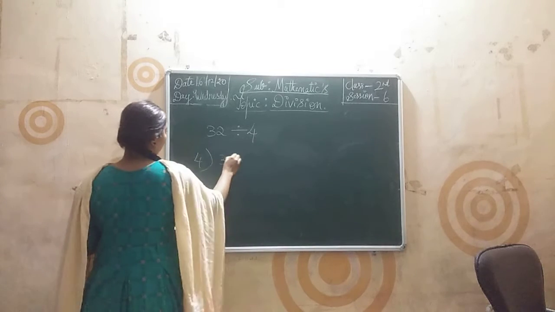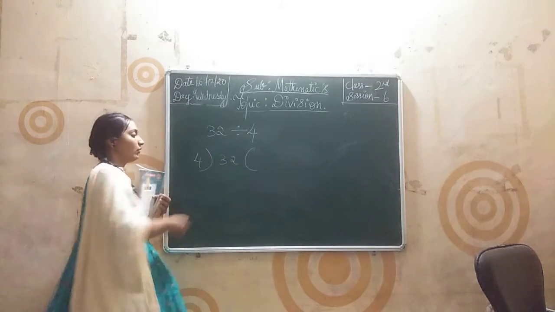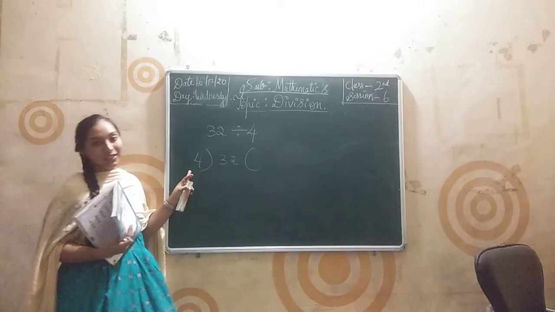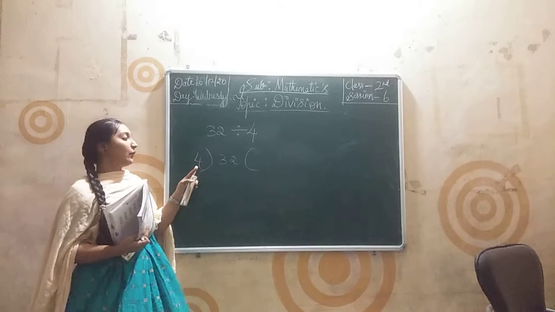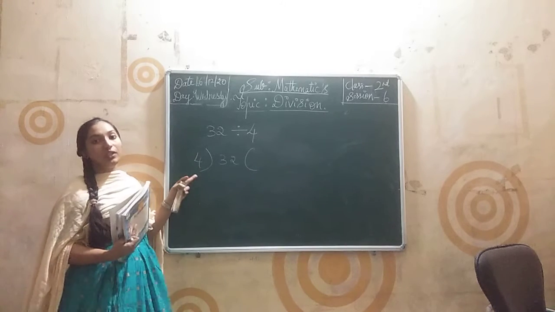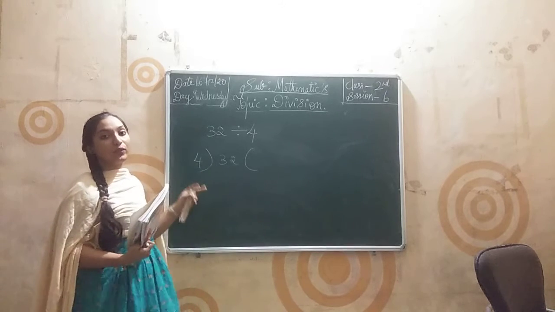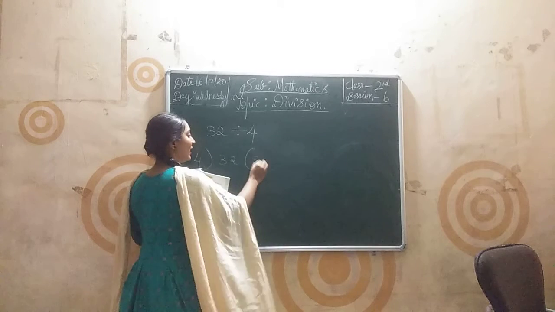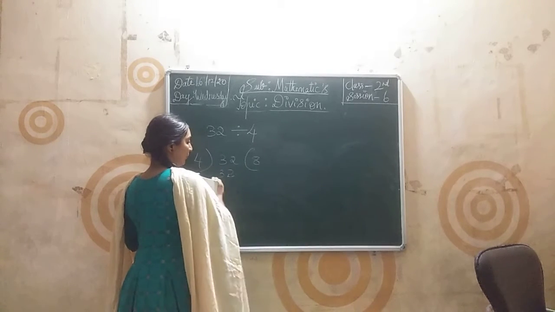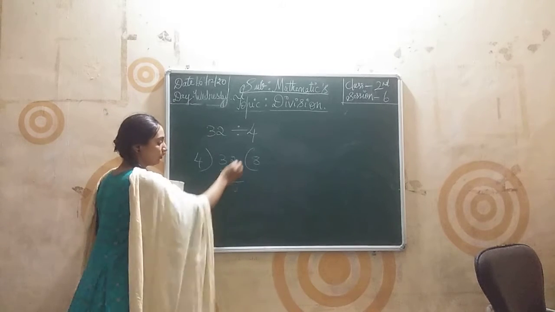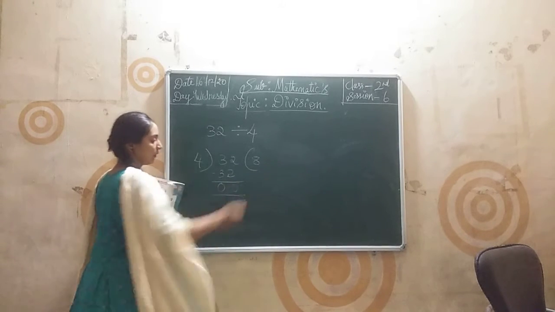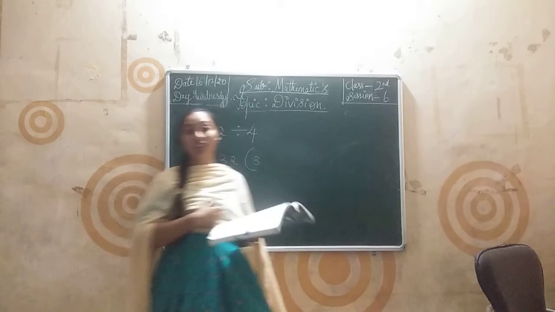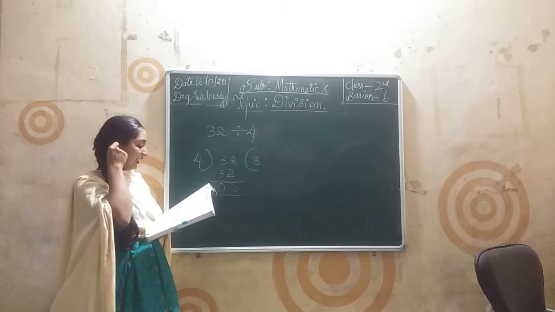32 divided by 4. Here 32 will come in the 4 times table. Yes, that is 4 ones are 4, 4 twos are 8, 4 threes are 12, 4 fours are 16, 4 fives are 20, 4 sixes are 24, 4 sevens are 28, 4 eights are 32. Then 2 minus 2 is 0, 3 minus 3 is 0. So that means each boy gets 8 chocolates.